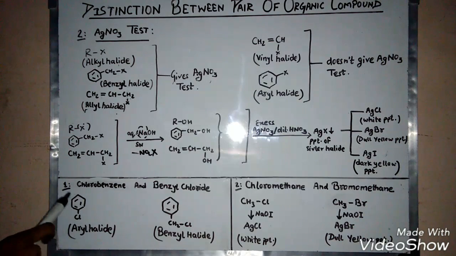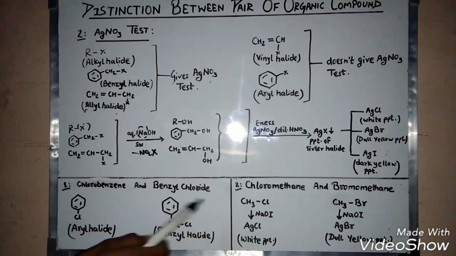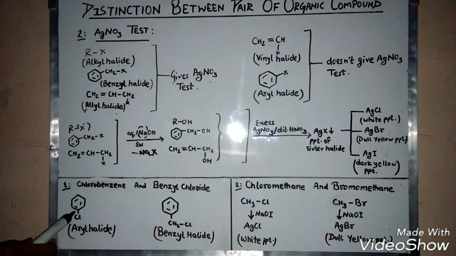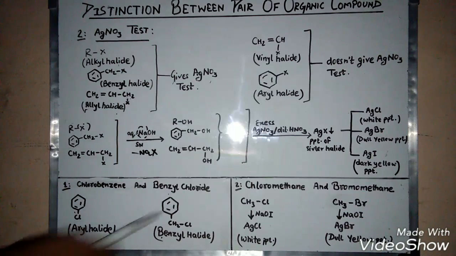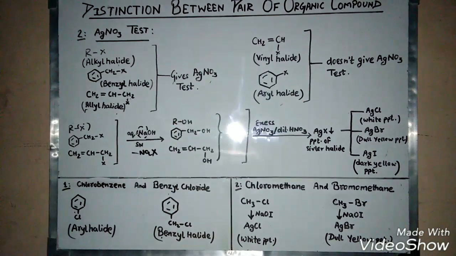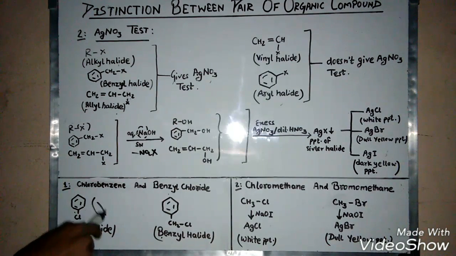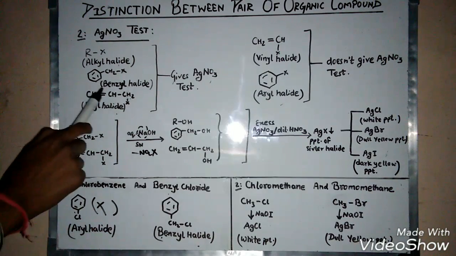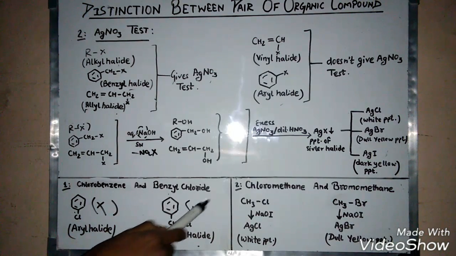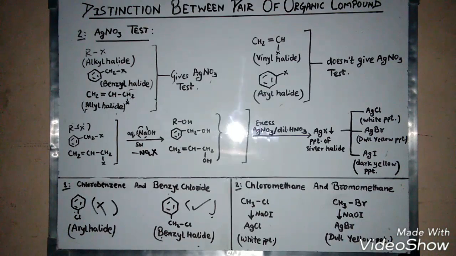Suppose the question is distinguish between chlorobenzene and benzyl chloride. This is the structure of chlorobenzene and this is benzyl chloride. Chlorobenzene is aryl halide and benzyl chloride is a benzyl halide. Now see here, aryl halide does not give AgNO3 test, so this compound will not give AgNO3 test, whereas benzyl halide gives AgNO3 test. Therefore, this pair of compounds can be distinguished.